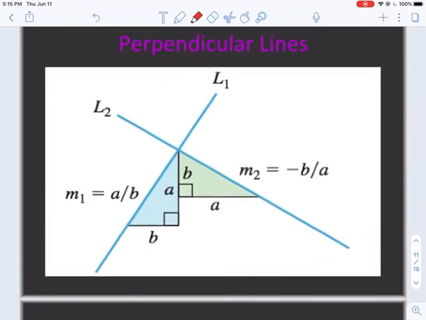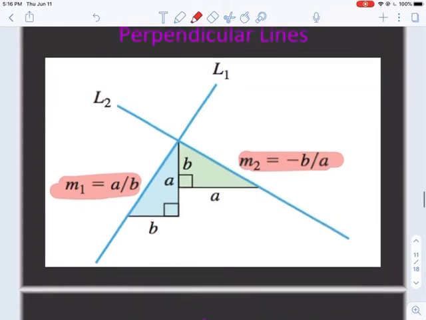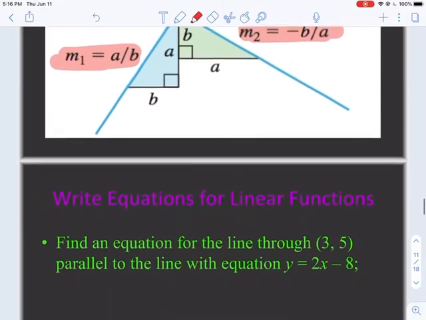You have a little proof in here of what would happen if you flip the relationship. You can see line 1 and line 2 are perpendicular. The slope of line 1 is going to be a over b, then the slope of line 2 has to be negative b over a. It's the opposite reciprocal. Keep that in mind, since we'll be dealing with a lot of slope in calculus this year.